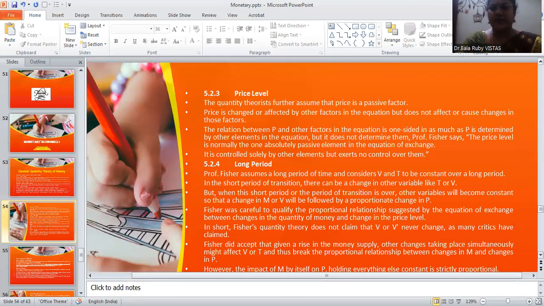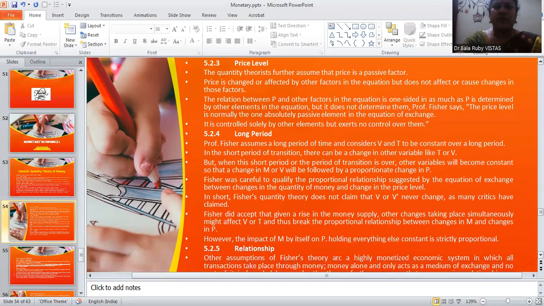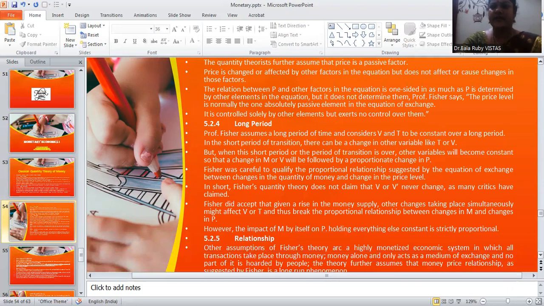Professor Fisher assumes a long period of time and considers V and T to be constant over a long period. In the short period of transition, there can be a change in other variables like T or V. But when the period of transition is over, other variables will become constant, so that a change in M or V will be followed by a proportionate change in the P value. So the fourth assumption is the long period.